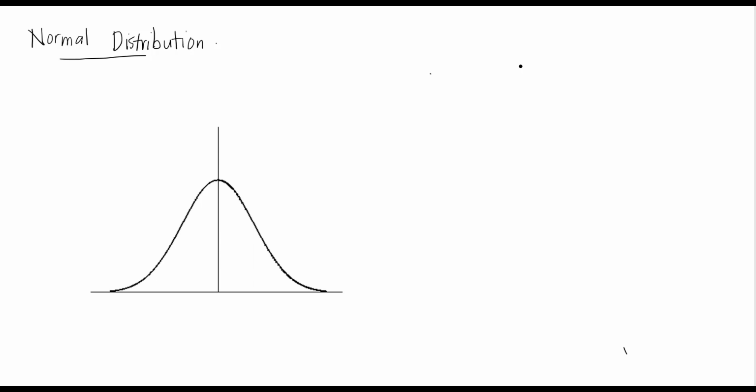Now we will proceed to the normal distributions. The normal distribution is a continuous distribution, and the notation is N, in which mu is the mean or the average, and sigma squared is the variance. That means in the normal distribution, we must have the value of the mean and also the variance.